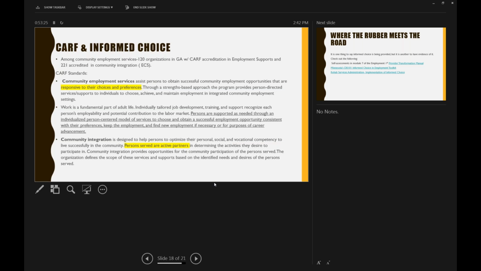So we've got laws, we have the funding source that has the mandates, and now we have the accrediting body for a lot of these rehab programs and organizations. Their standards are also saying informed choice has to be considered, included, and documented.